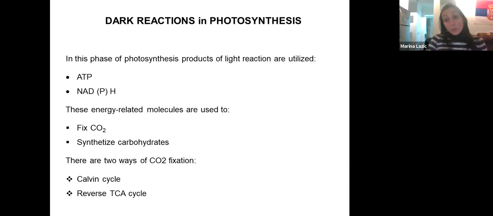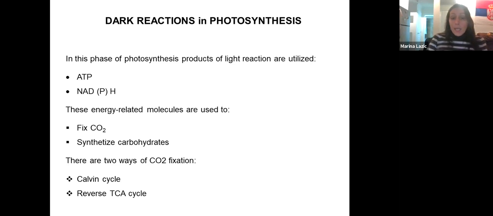The purpose of these reactions is to create reduction equivalents and energy for the next phase of photosynthesis, which is the dark reactions. As the name says, there is no need for light in these reactions. And here are some important components of this. What is used in these reactions are ATP and reduction equivalents generated in the light reaction. These molecules are used to fix carbon dioxide, and from that fixed carbon dioxide, the bacterium is synthesizing carbohydrates, fuels for themselves.